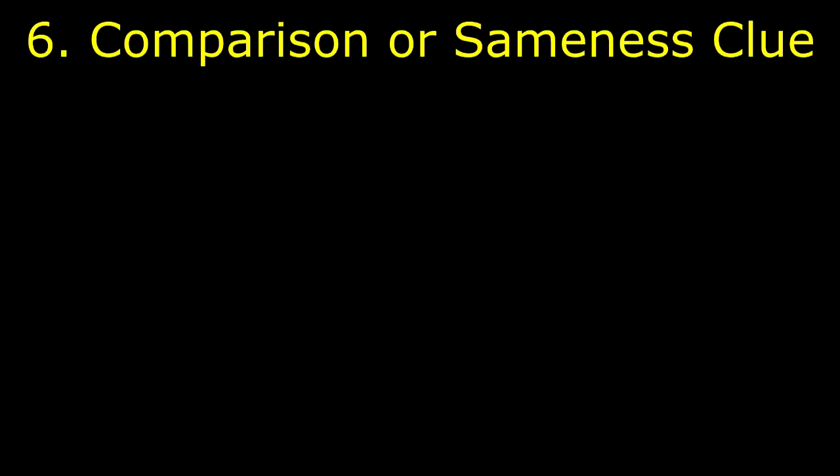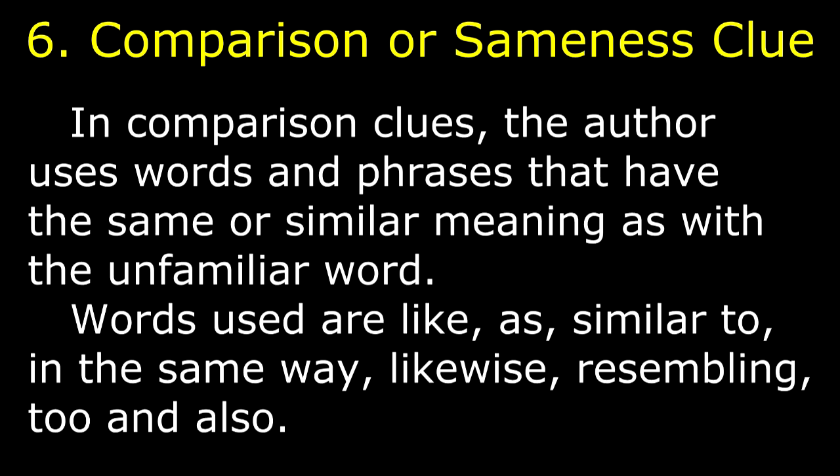6. Comparison or sameness clue. In comparison clues, the author uses words and phrases that have the same or similar meaning as the unfamiliar word. Words used are like, as, similar to, in the same way, likewise, resembling, too, and also.